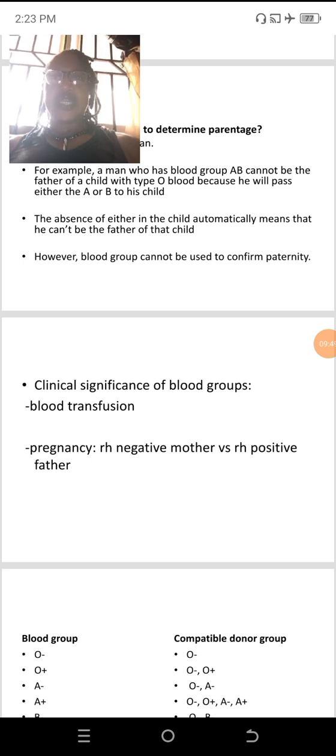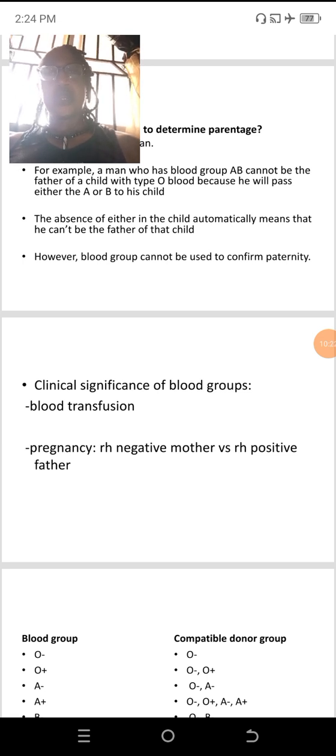We call it rhesus isoimmunization. It can occur during delivery. It can occur following a miscarriage. It can occur following an ectopic pregnancy, or it can occur following an abortion. So this is why it is important for women to know their blood group and also to know the blood group of their partners so that they don't develop rhesus isoimmunization.